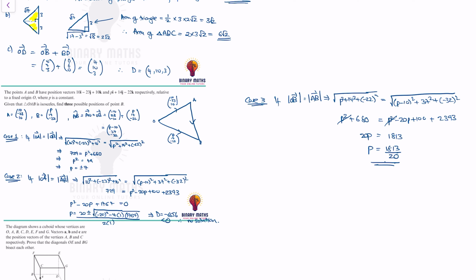So I've got 3 different values for P. Therefore, B would be equal to either 7, 14, minus 22, since P is 7, or B is equal to negative 7, 14, negative 22, because P is negative 7, or B is equal to 1813 over 20, 14 and minus 22. So these are our solutions.